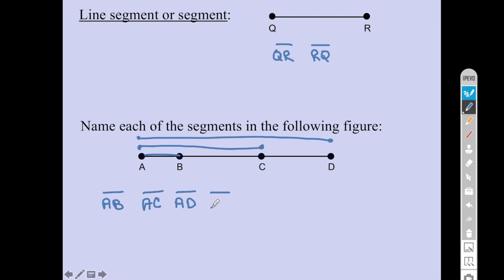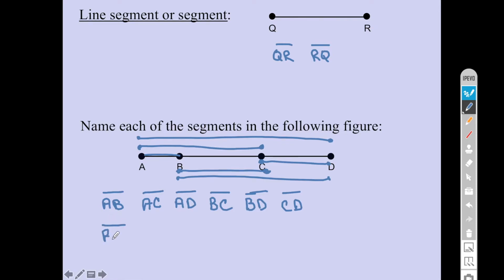We have segment BC, starts at B, goes to C. Segment BD, and last but not least, here's CD. Segment CD just goes from C over here to D. Again, nobody says they have to be alphabetical, so AB could be called segment BA. Okay, so there are 6 different segments on here, and this segment can be written this way or as BA, as well as the rest of them could also.